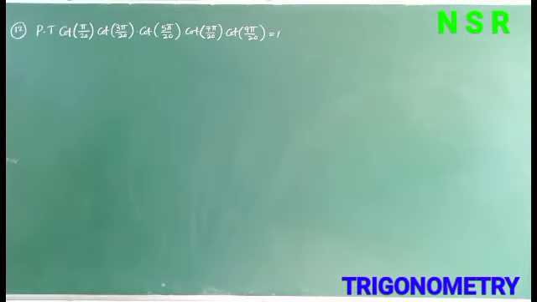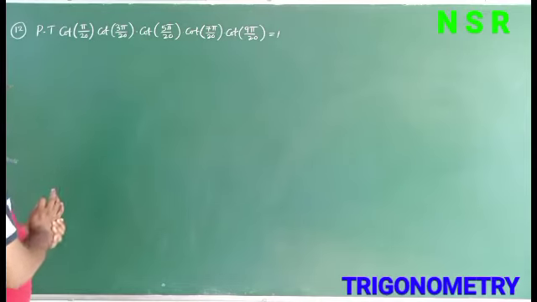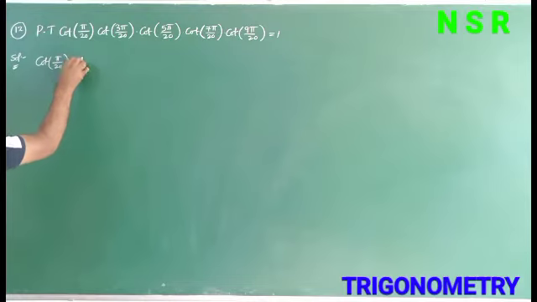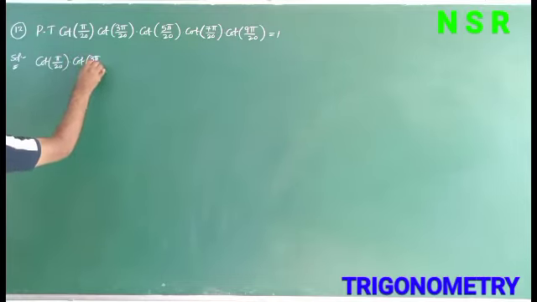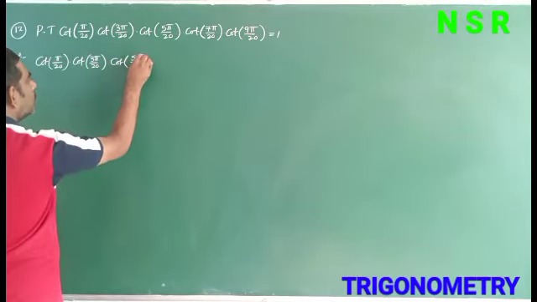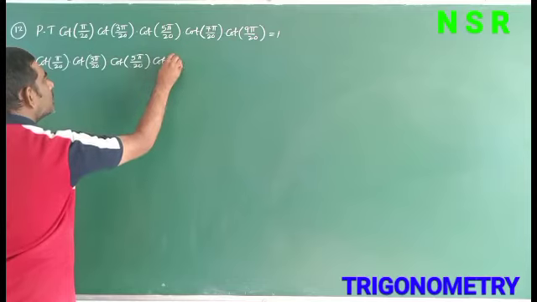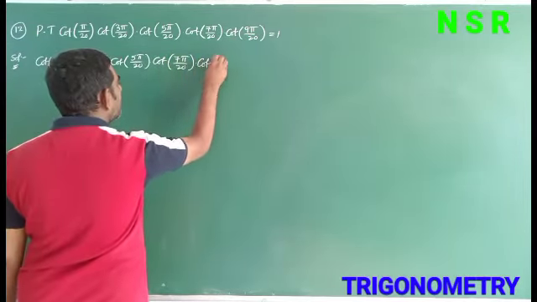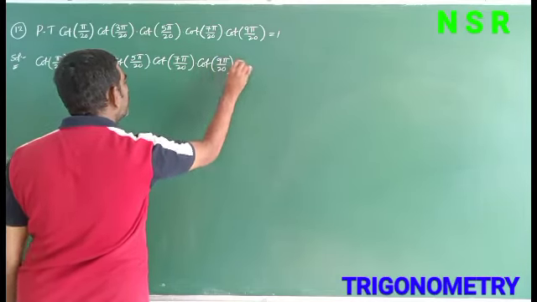So next question number 12. Cot pi by 20, 3 pi by 20, 5 pi by 20, 7 pi by 20 and 9 pi by 20 is equal to 1. So this is also a very important question. Right. Cot pi by 20 into cot 3 pi by 20 into cot 5 pi by 20 into cot 7 pi by 20 into cot 9 pi by 20 equal to.